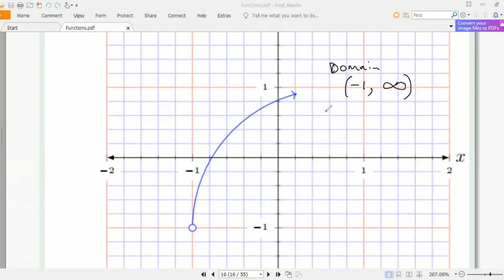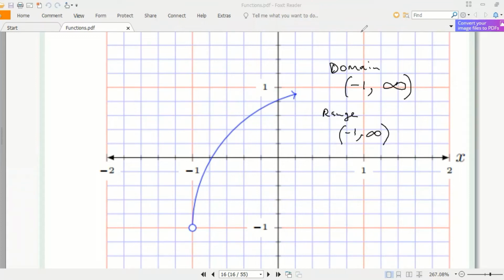What about the range? The lowest value of x, no, the lowest value of y. These are the values of y. The lowest is negative 1, which is not included. What about the highest? This graph is still going up. So the highest will be infinite, which is also not included. So this becomes the range and this is the domain.